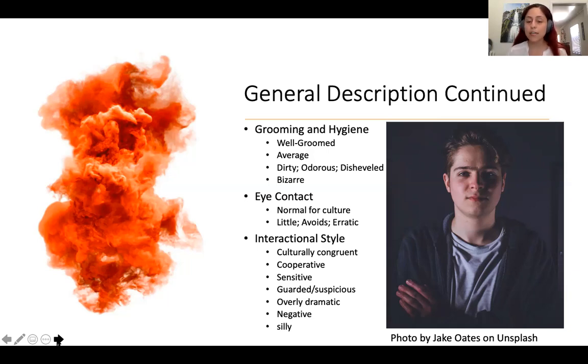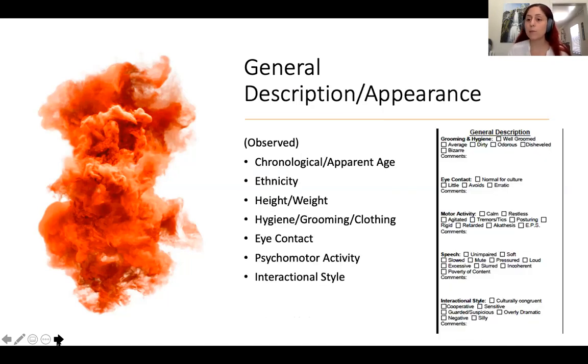So for interaction style, which is the next one, I might select something like guarded or suspicious. If so, I would then elaborate by saying something like, the client appeared guarded as evidenced by keeping arms crossed, providing short answers, and hesitating with responses. So this brings me to a helpful reminder. I'll go back here. Obviously, you're checking things off for each section, but you'll notice that they provide a comments section here in each of these different components. So if you're selecting things other than the normal, you absolutely want to include some comments to explain your selection.